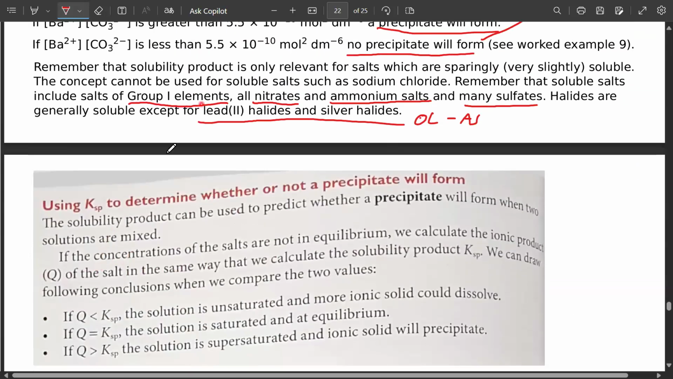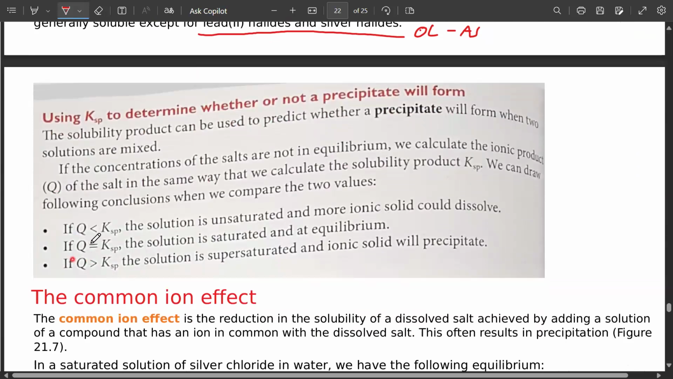Okay, now the same topic from the other source book. The solubility product can be used to predict whether precipitate will form when two solutions are mixed. So if the concentration values are not in equilibrium, then in that case you use a letter Q, capital Q. So we compare Q versus KSP. Q is basically the product of ions in a non-equilibrium state.